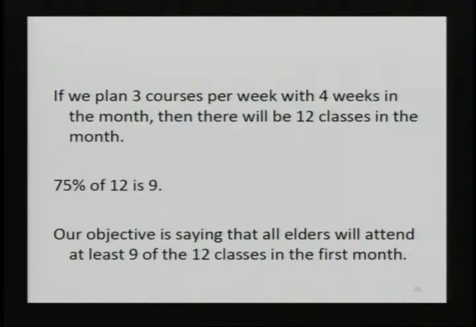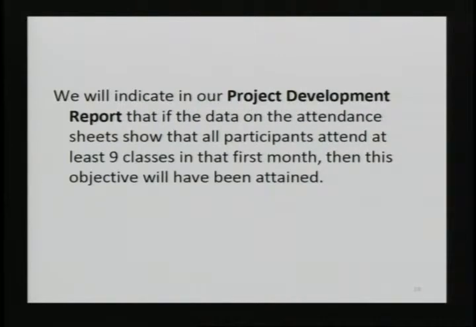Our objective stated that all elders will attend at least 75% of the classes held in that month. And so 75% of the 12 classes held in that month is 9. So our objective is saying that all elders will attend at least 9 of the 12 classes in the first month. We will indicate in our project development report that if the data on the attendance sheets shows that all participants attend at least 9 classes in that first month, then this objective will have been attained.